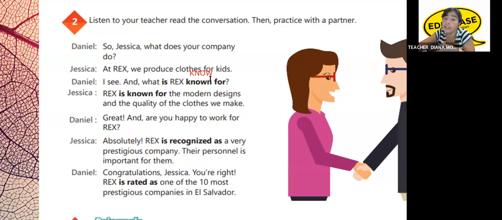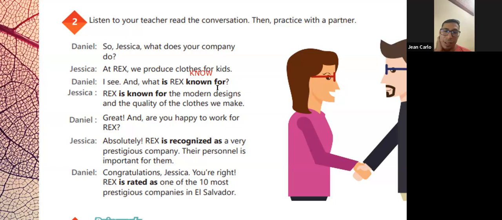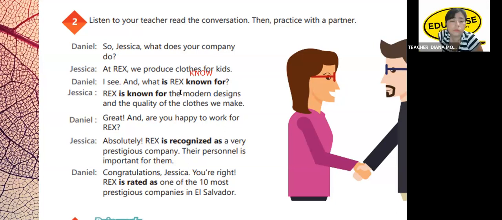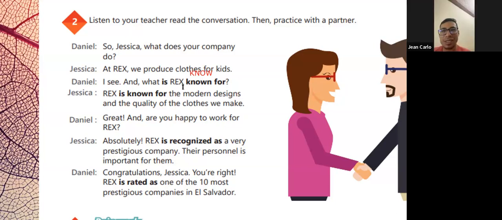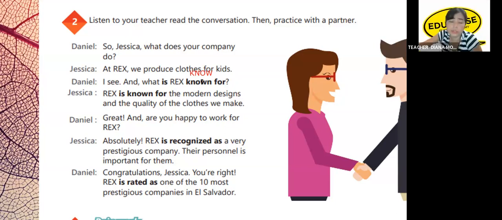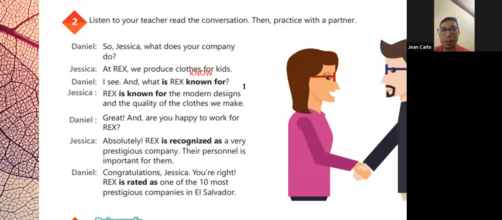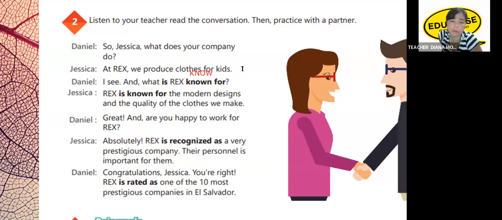So here, it goes with the verb to be, and I'm going to tell you why. This is part of the structure. In these sentences, the word now is not an adjective or an adverb. No, it's conocido. It's a past participle. Yes, it's a verb, it's a past participle.